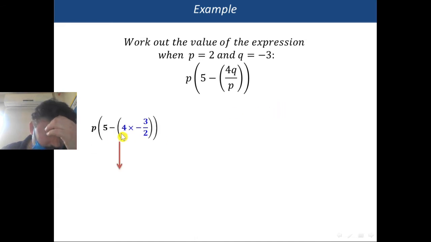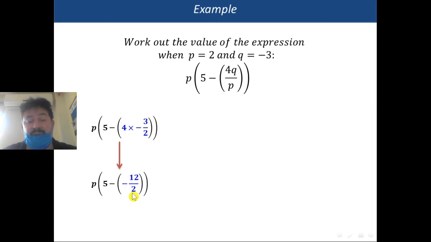So when I substitute now, it is important to solve whatever is inside the bracket, the small bracket, okay, before I go outside. So I start from in, out, and I start with the bracket. That's why I turned these numbers blue, to show you which numbers I am dealing with. So I substitute Q as minus 3, and P as 2, and it looks like this now: 4 multiplied by minus 3 over 2, which will give me minus 12 over 2.